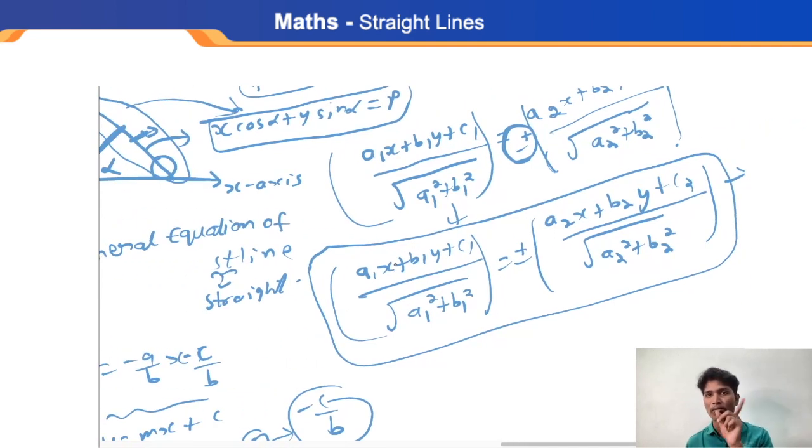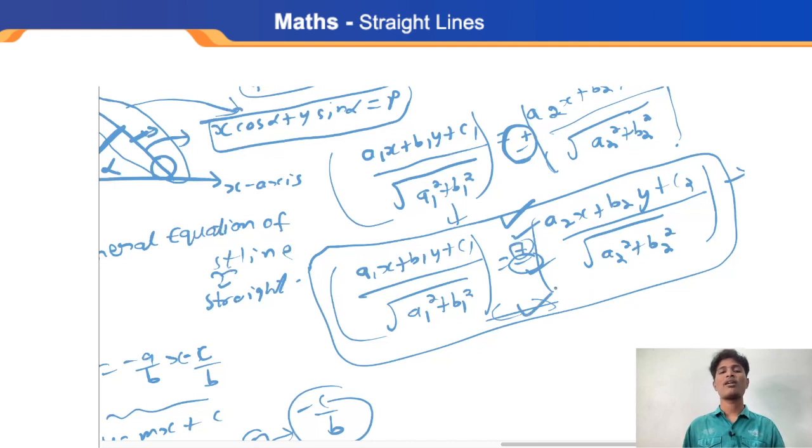I already explained: a1 a2 plus b1 b2, if it is greater than 0, in order to find the obtuse angle, you have to use plus, and in order to find acute, you have to take minus. But when a1 a2 plus b1 b2, if I do the calculation, is less than 0, in order to get obtuse, you have to use the negative sign and open the entire equation. And if I want to get acute, you have to open with positive. So these are the cases.